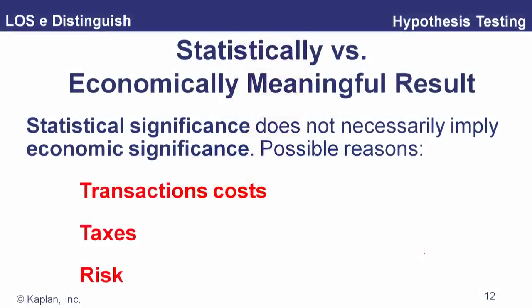Continuing with our explanations of hypothesis testing, remember the last step in our series of steps of hypothesis testing? First, we made the statistical decision, reject or don't reject. And then we said, well, do we act on it or not? Well, there's a difference between something being statistically significant and being economically meaningful. And there's a few reasons for that. One of the reasons is transactions costs.